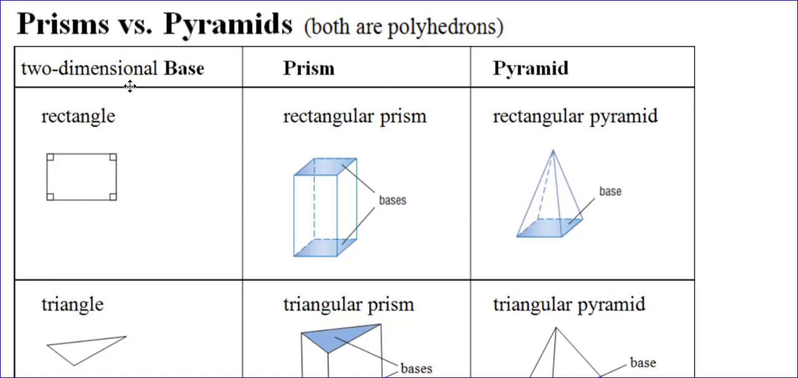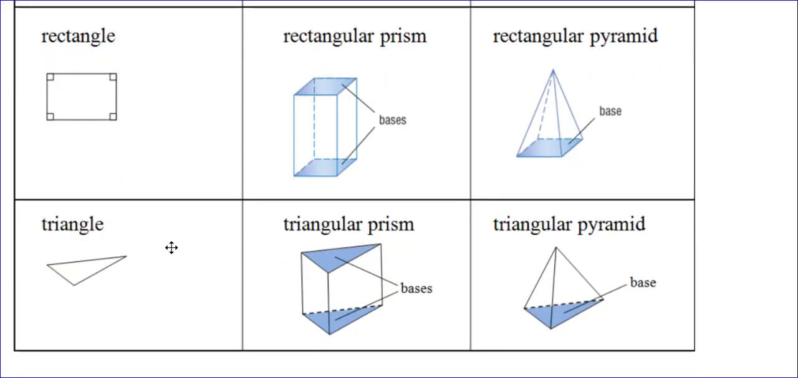Starting off with three-dimensional shapes that are based on a two-dimensional base being a rectangle, we have the rectangular prism. You can see it has two bases here. And we have the rectangular pyramid that has one base. And then we have three-dimensional figures based on the idea of having a base of a triangle. Triangular prism has two triangular bases, and a triangular pyramid would have just one triangular base.